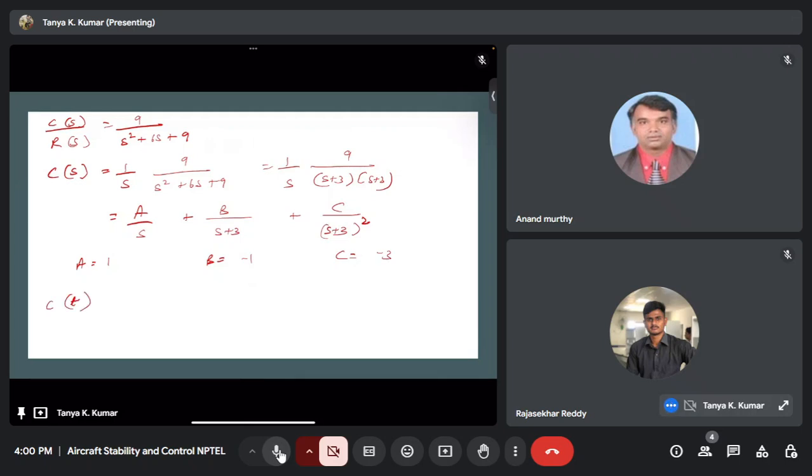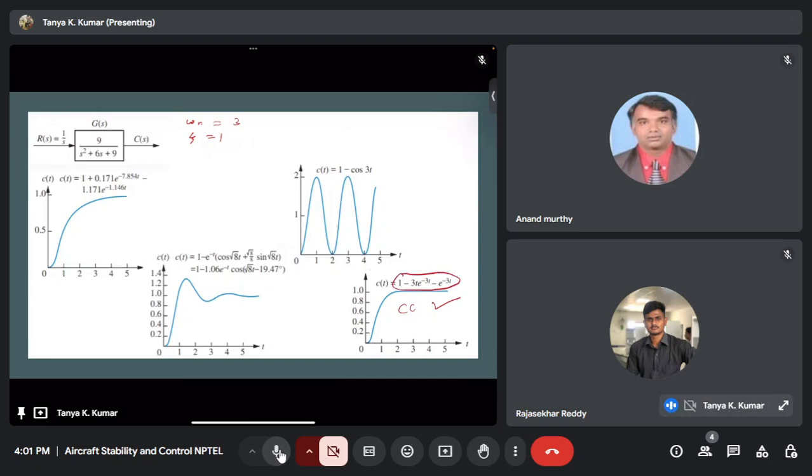So c of t will give you 1 minus e raised to. So you have the roots, repeated roots, which is why it's critically damped, right? So both those roots, repeated roots at 3. So you have e raised to minus 3t minus 3t e raised to minus 3t. Alright, so this is the equation that you will get. You can see the same equation here. This is the method to solve it analytically.